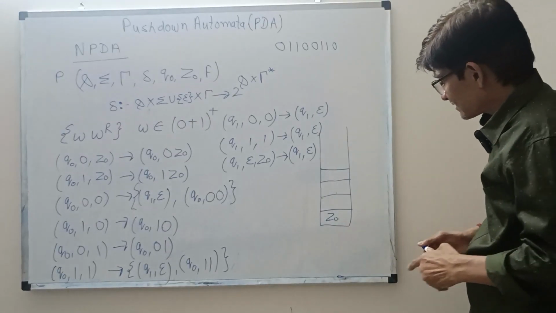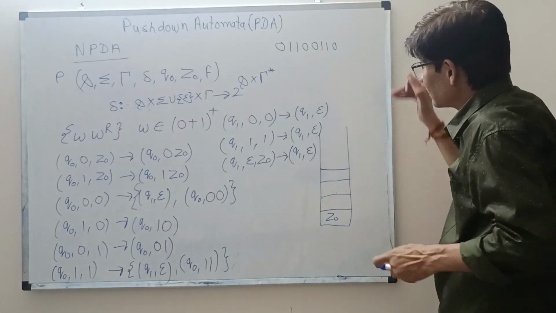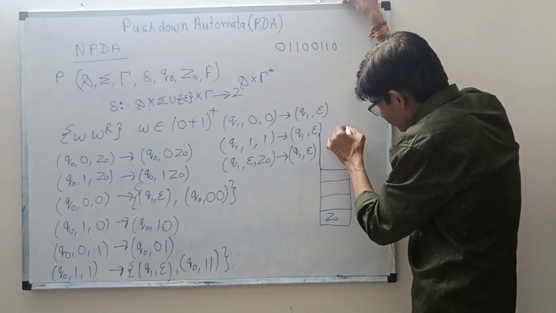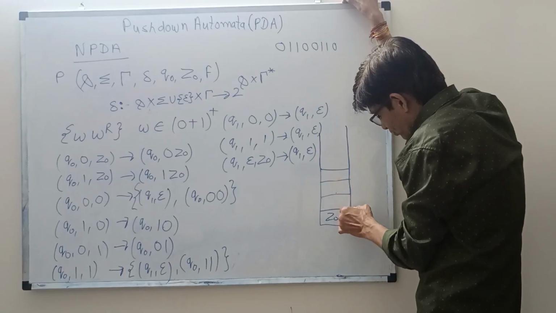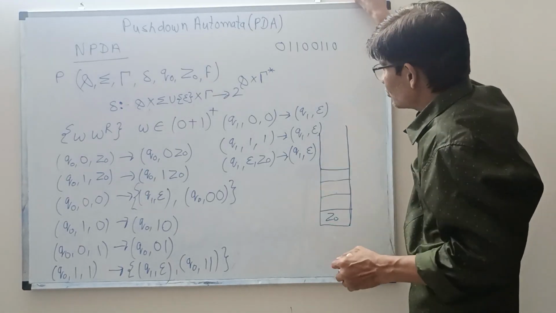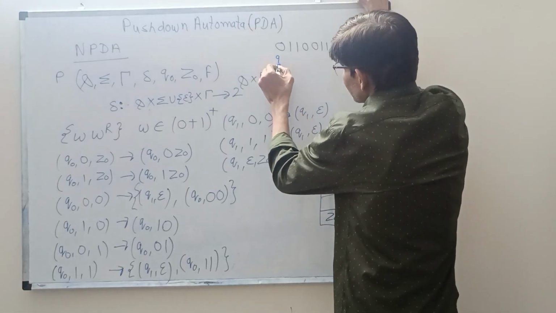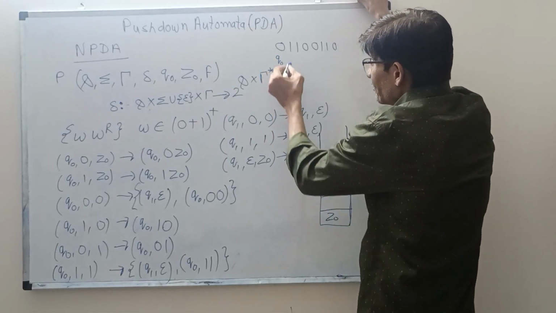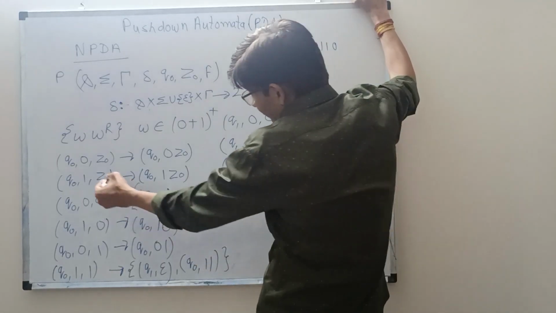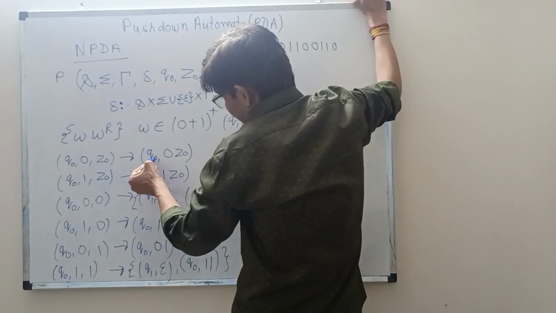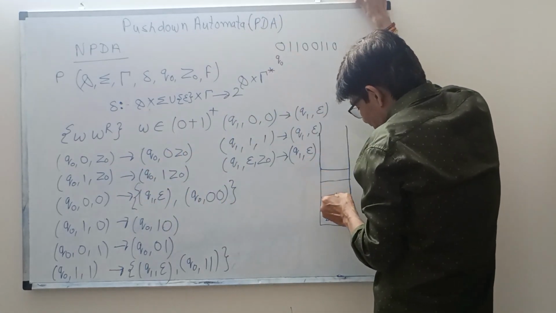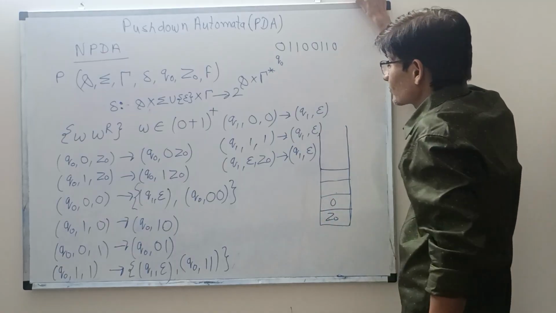Now this is our stack, this is our string, and according to the rules, I will tell you the transitions. I am in Q0, reading 0, and the stack top is Z0. So I have one combination like this, and for this combination I will push one element onto the stack. I am pushing 0 here.